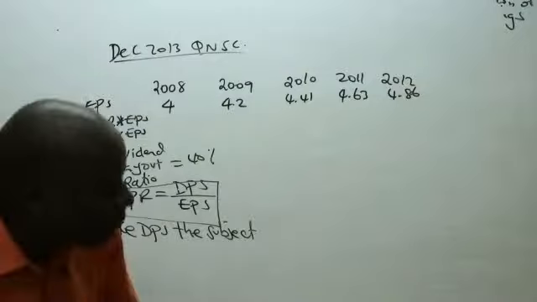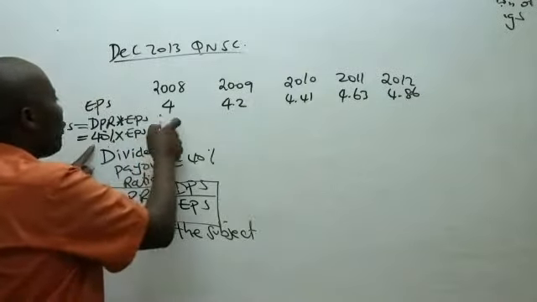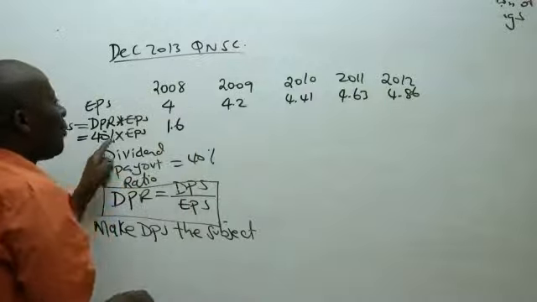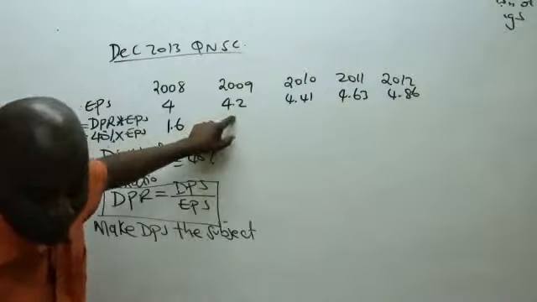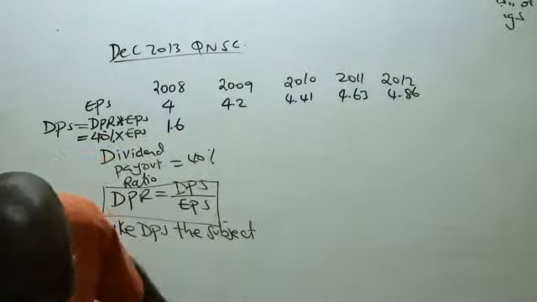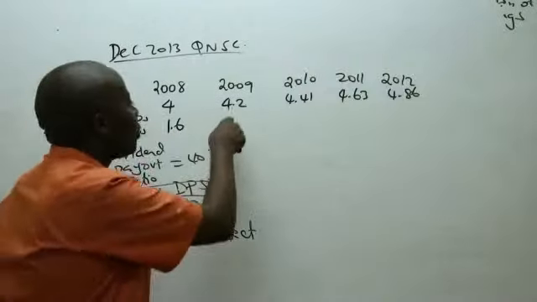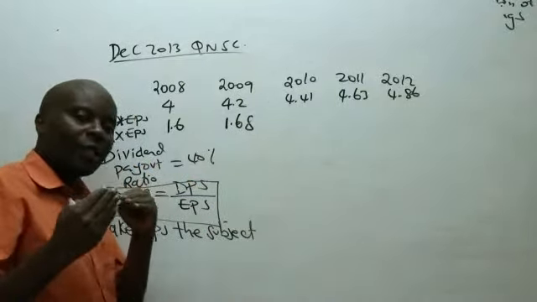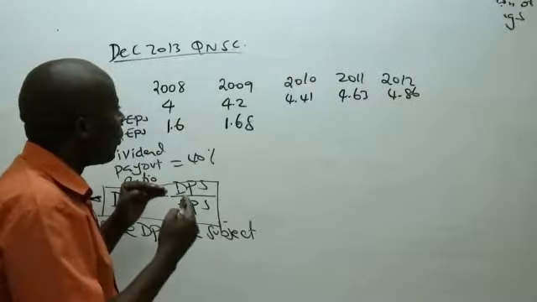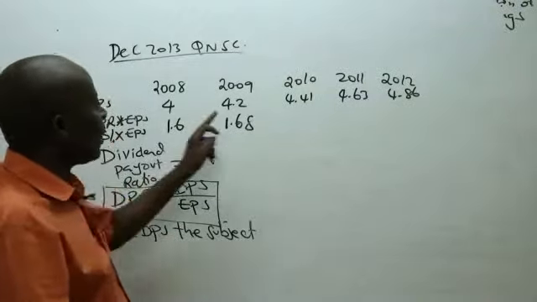AB tells me 1.6. 0.4 times 4 is 1.6. How about 0.4 times 4.2, so that I can get the dividend per share for the year 2009? I can see 1.68. Thank you very much. 1.68. How about 0.4? You know, 0.4 is constant for each of these years. So 0.4 times 4.41.